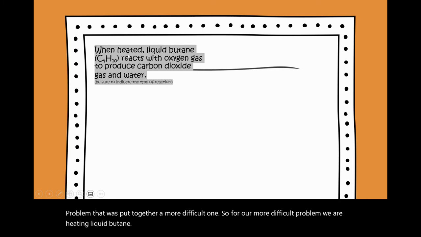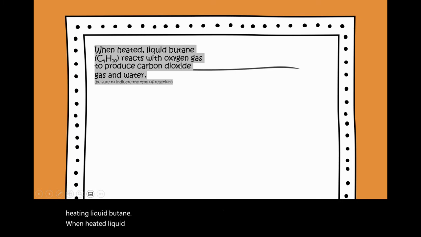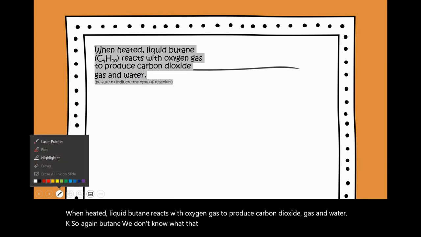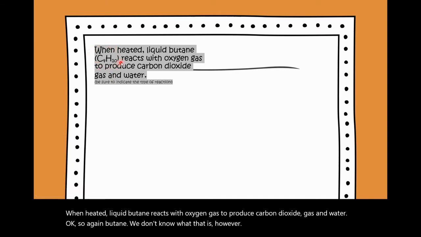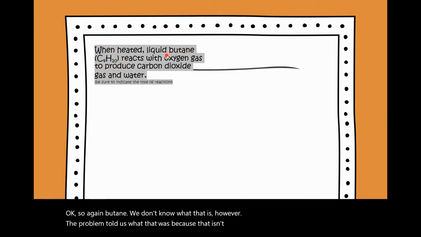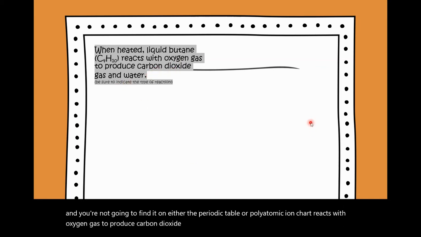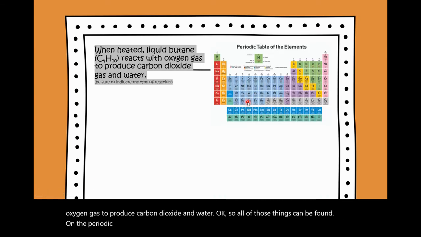When heated, liquid butane reacts with oxygen gas to produce carbon dioxide gas and water. Okay, so again, butane, we don't know what that is. However, the problem told us what that was, because that isn't one of those names we have to memorize, and you're not going to find it on either the periodic table or polyatomic ion chart. Reacts with oxygen gas to produce carbon dioxide and water. All of those things can be found on the periodic table. So we're going to use the periodic table. Again, sometimes you will need the polyatomic ion chart, but for this example, we don't.